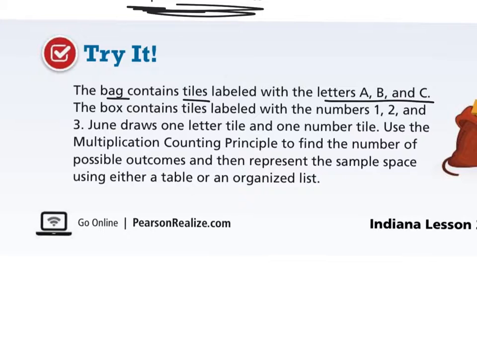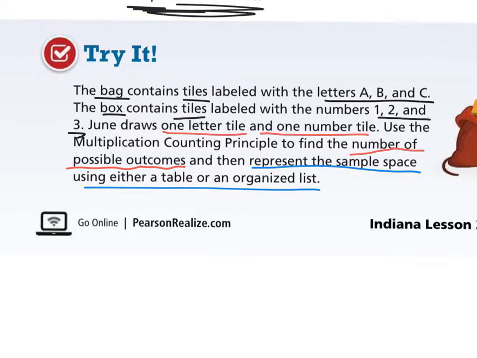A box contains tiles with the numbers 1, 2, and 3. June draws 1 letter tile and 1 number tile. Use the multiplication counting principle to find the number of possible outcomes, and then represent the sample space using either a table or an organized list.